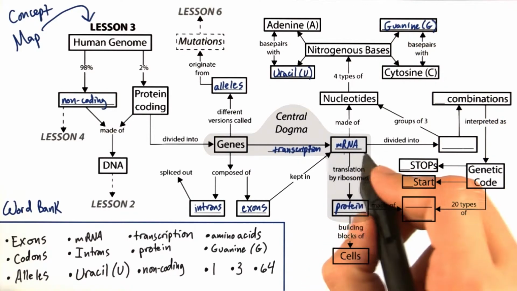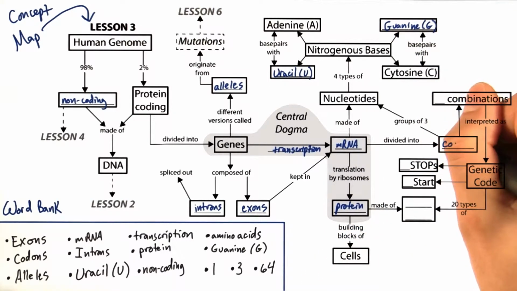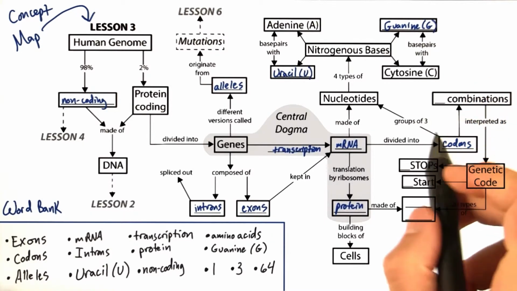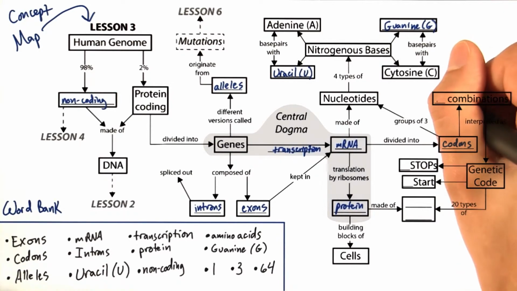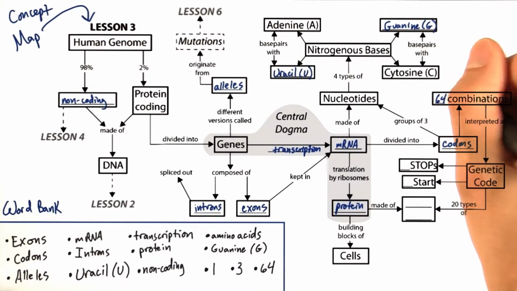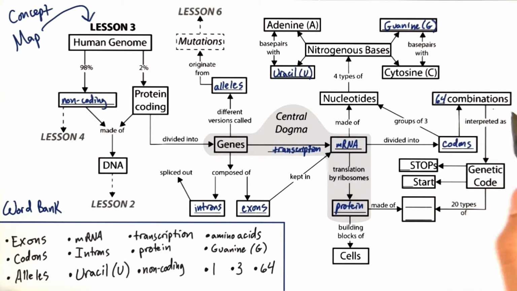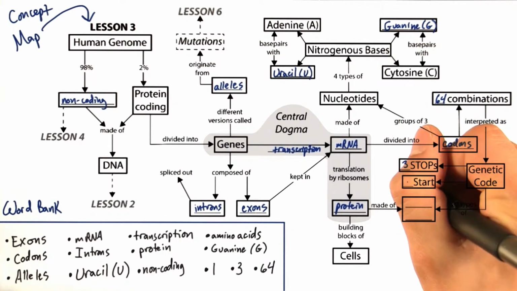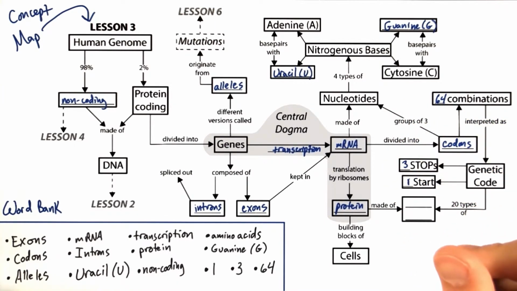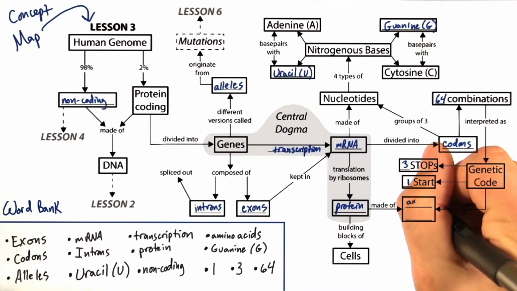Now, our mRNA transcript is actually divided into codons, which are groups of 3 nucleotides. There are a total of 64 possible combinations of codons based on this grouping of 3. And these 64 combinations are interpreted as the genetic code. In the genetic code, we have 3 stop codons, 1 start codon, and all the rest code for 20 different types of amino acids.